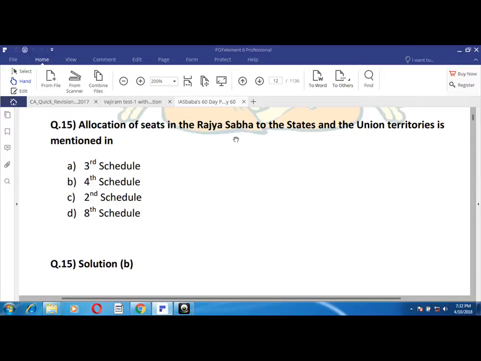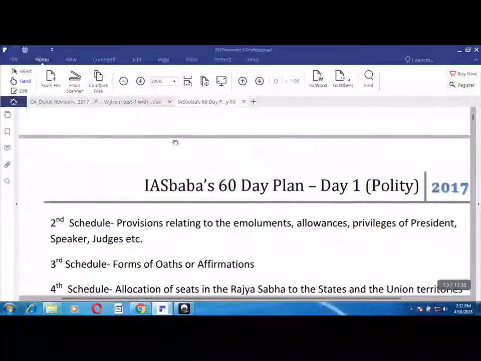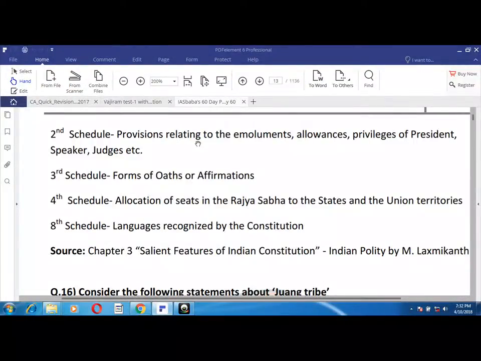Allocation of seats in the Rajya Sabha to the states and Union Territories is mentioned in the Fourth Schedule. What is the Second Schedule? The Second Schedule describes provisions relating to emoluments, allowances and privileges of the President, Speaker, and judges. Third Schedule, forms of oath or affirmation. Fourth Schedule, allocation of seats in the Rajya Sabha to the states and the UTs. Eighth Schedule, languages recognized by the Constitution.